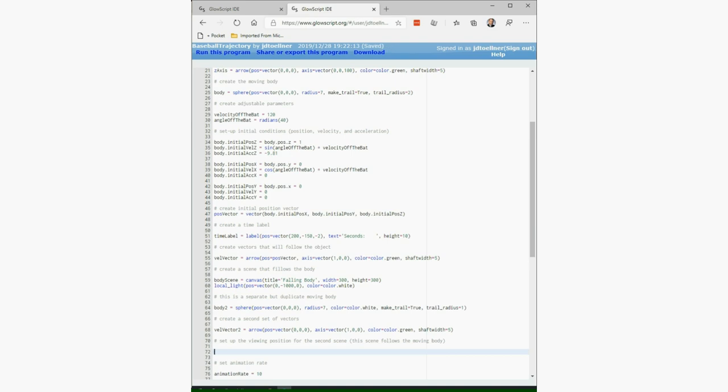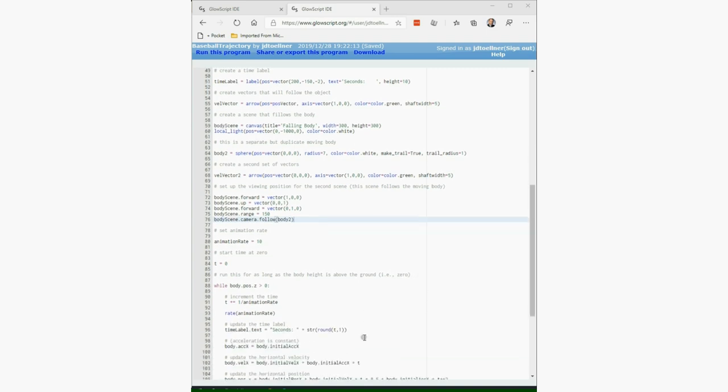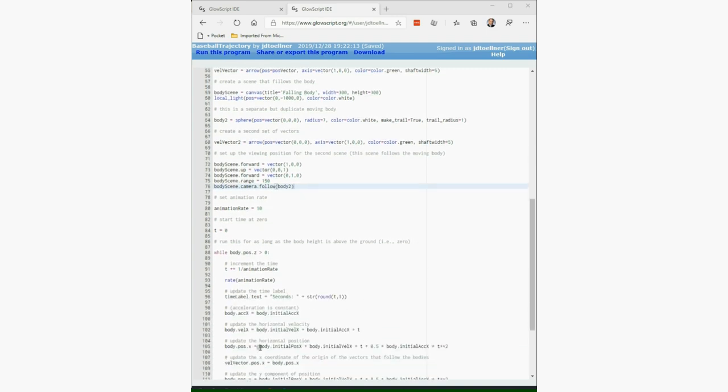And now in the viewing position for this scene, notice that the camera is going to follow body two, which is a really cool feature in Visual Python. So I'm going to have an animation that will show the trajectory and an animation that'll just show the ball not moving.